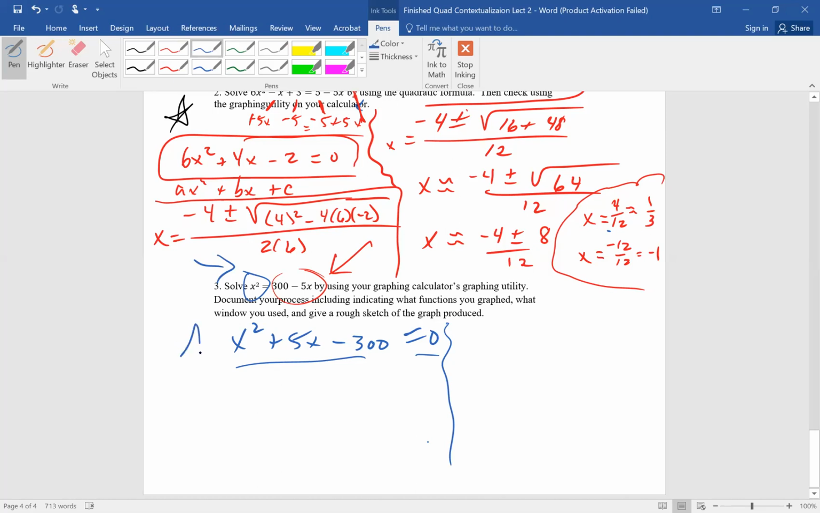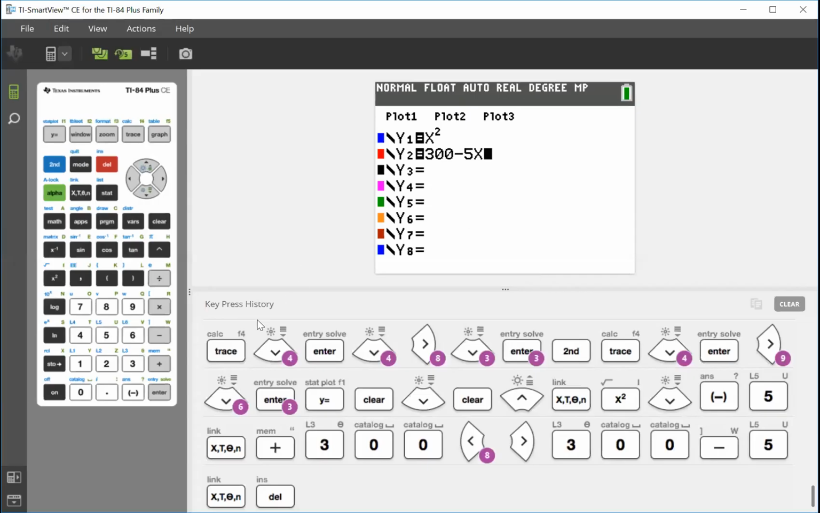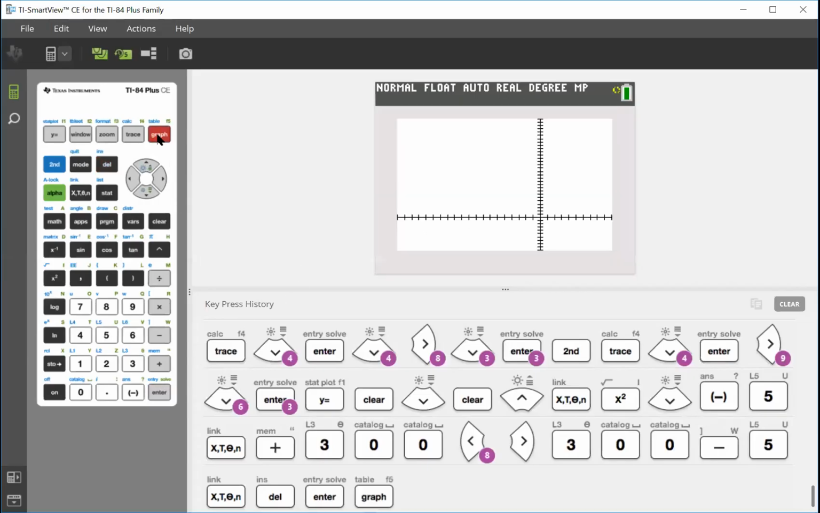All right, remember, you can do it this way, or the way we're doing it. Over here, we have x squared equals 300 minus 5x. And as I bonk over to the calculator, what do you think is going to happen? Let's hit enter. Boom. There's one. Uh-oh, I don't see the other one.